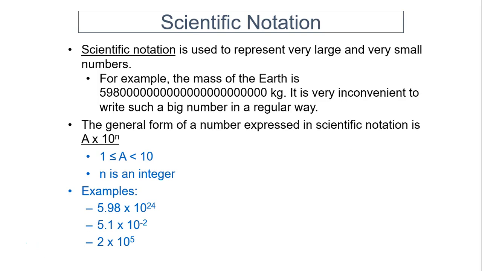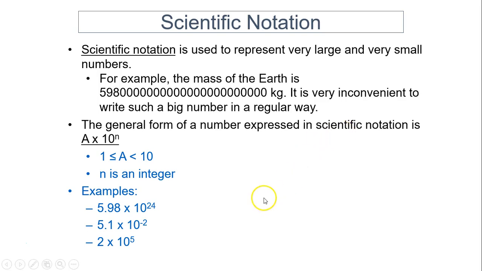First, scientific notation is used to represent very large and very small numbers. For example, the mass of the Earth is 598 followed by 22 zeros kilograms. As you can see, it is very inconvenient to write such a big number. So an easier way to write such a big number is to use scientific notation.